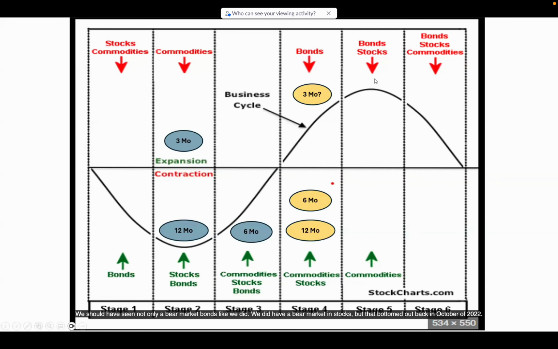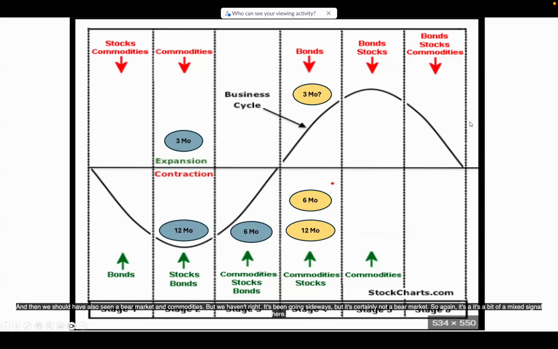But keep in mind that in order to really be in a stage 2, what should have happened? We should have seen not only a bear market in bonds like we did have a bear market in stocks, but that bottomed out back in October of 2022. And then we should have also seen a bear market in commodities, but we haven't, right? It's been going sideways, but it's certainly not a bear market. So again, it's a bit of a mixed signal here.